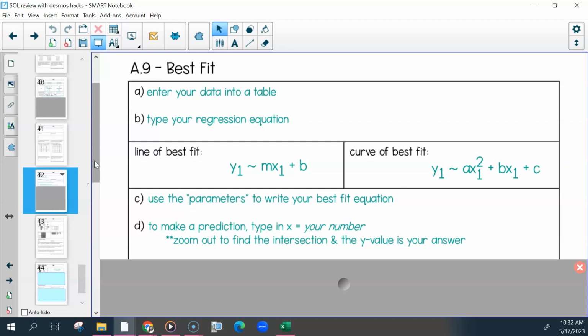It says use the parameters. It's talking about the things that are given, your M and B, or your A, B, and C values. Izzy, make sure you're writing this down, close your laptop.